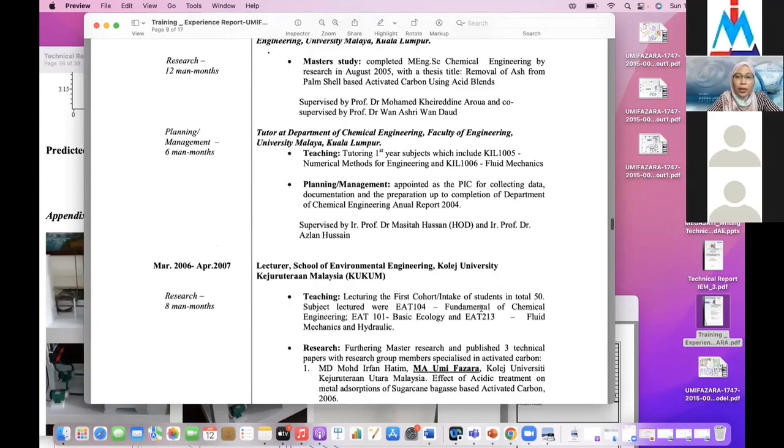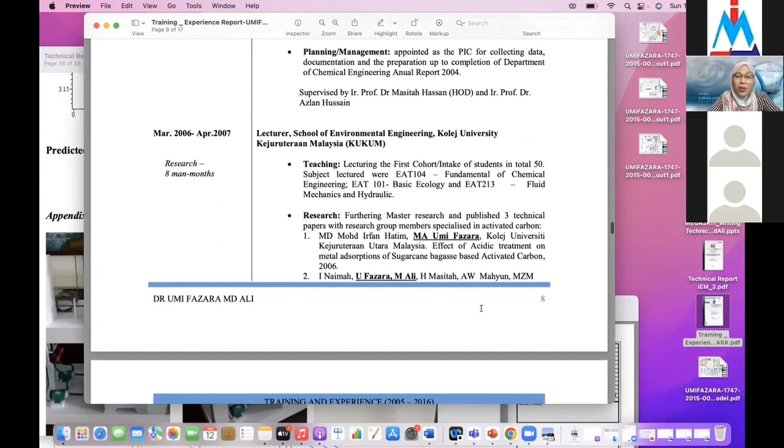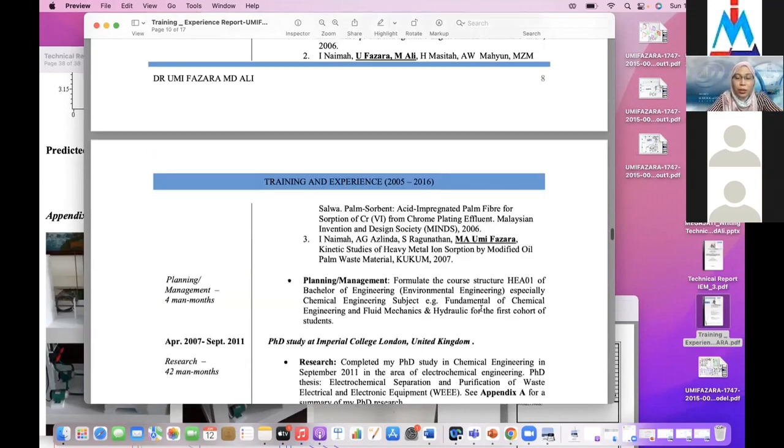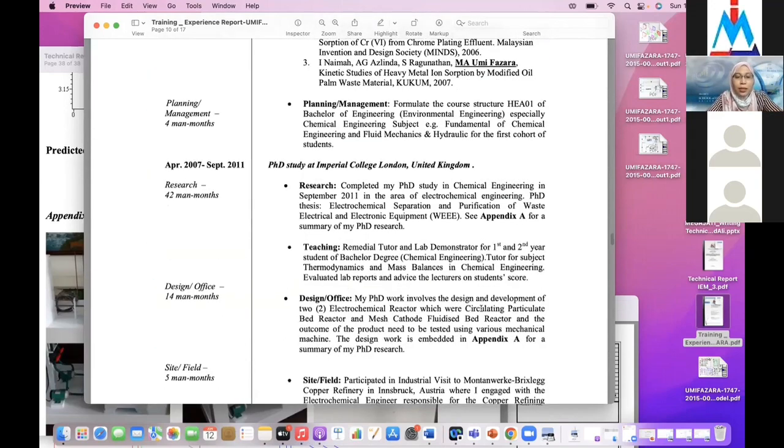Okay, so this is what I made because for academic it's different, isn't it. Academic has research, management, design, so you can put it here. Unless for you, even in industry you have some man hours for management, for research. Not research, for your field work. So that one, your mentor can advise you on how.